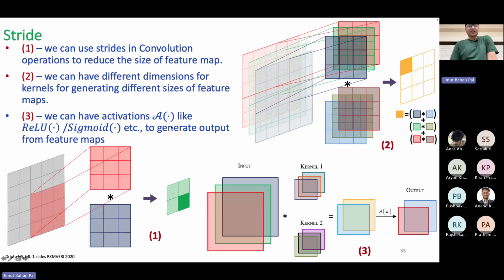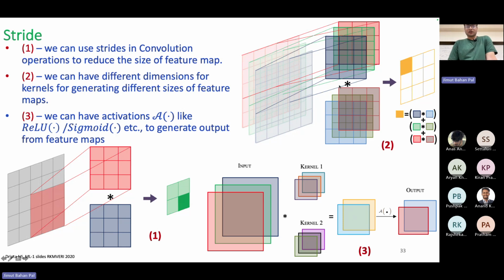So here is an example where we are using stride in a convolutional operation to reduce the size of the feature map using a stride of 2. And we can have different dimensions of kernels for generating different sizes of feature maps. We will be looking at this in the later slides in more detail. And we can also have activations like ReLU or sigmoid to generate output from feature maps.